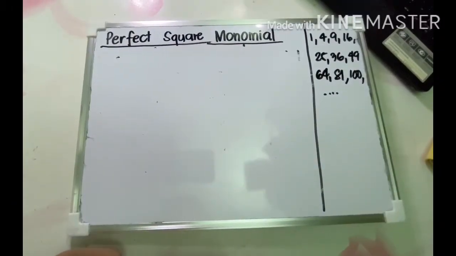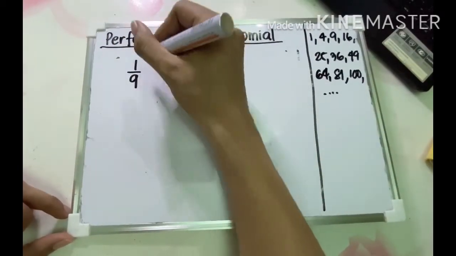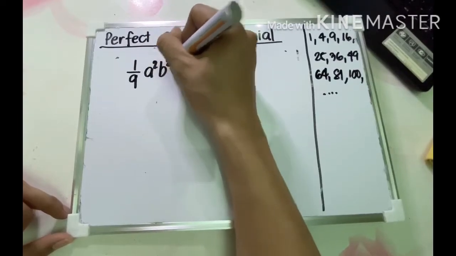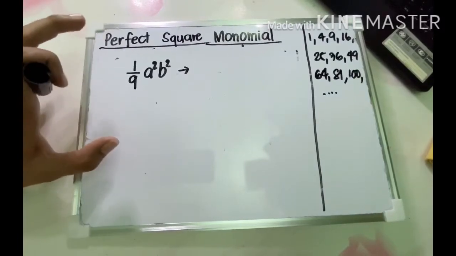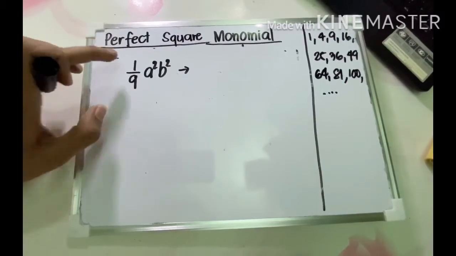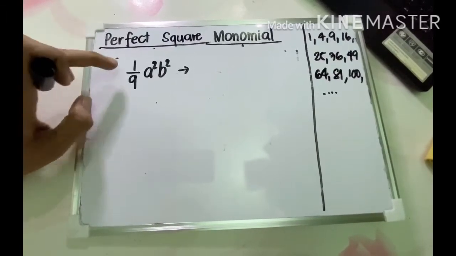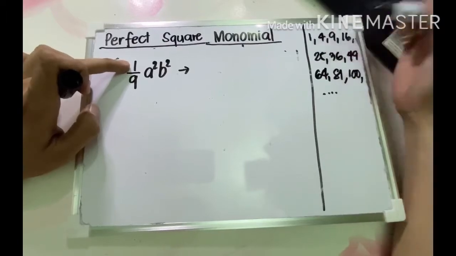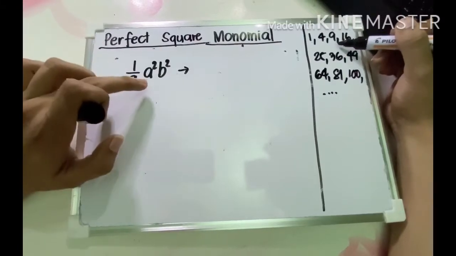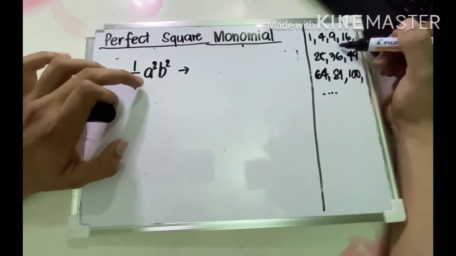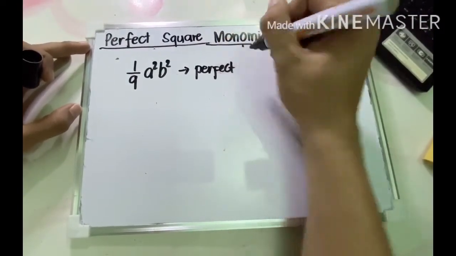Okay, let's try involving fractions. For example, we have 1/9 a squared b squared. Okay, 1/9. Don't worry about that fraction, because if the numerator and the denominator are perfect square numbers, then it is a perfect square. So 1 is a perfect square, 9 is a perfect square. So this fraction 1/9 is a perfect square. Now we have a squared and b squared. So all the variables have even exponents. So this is a perfect square monomial.